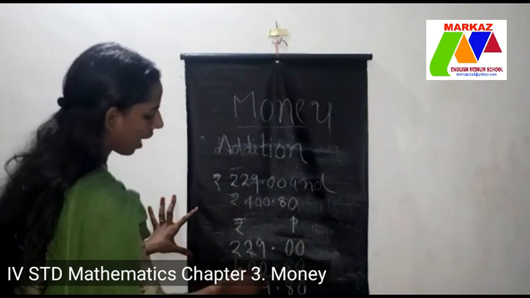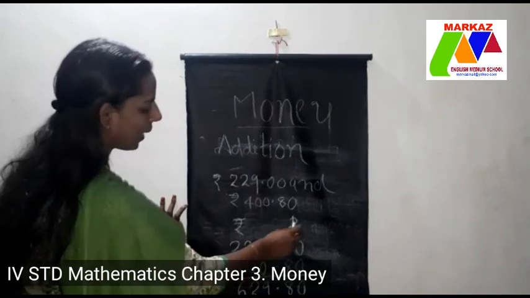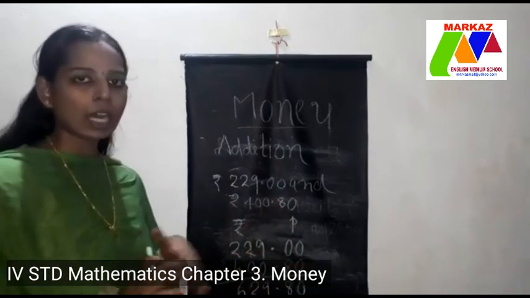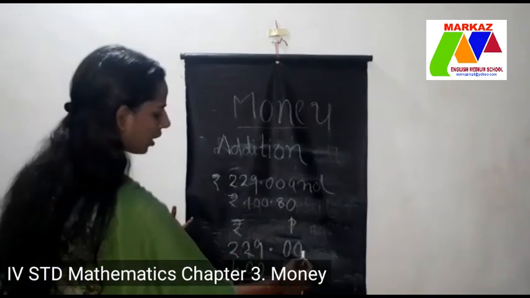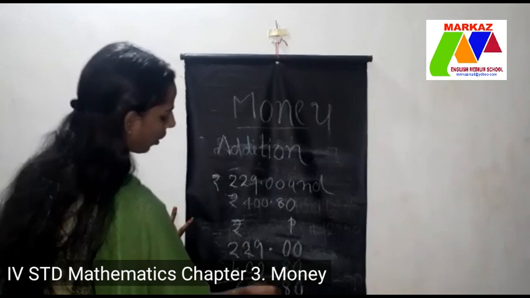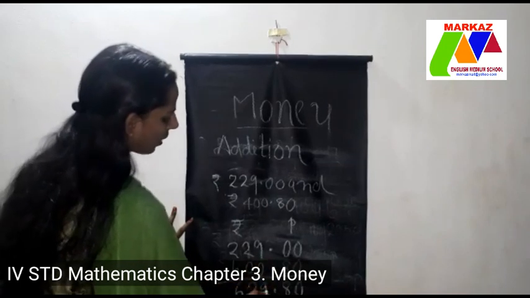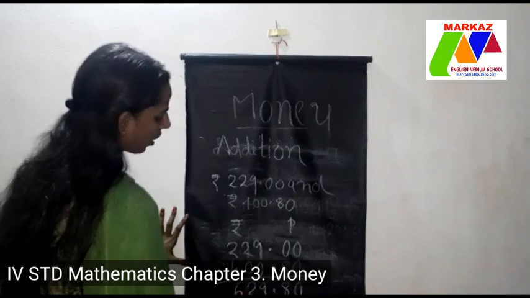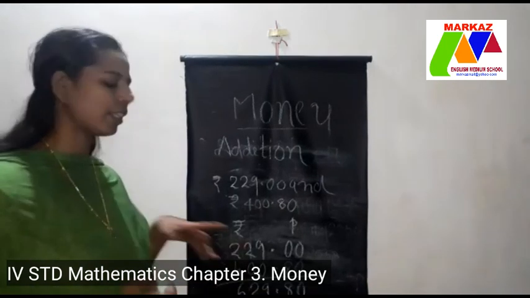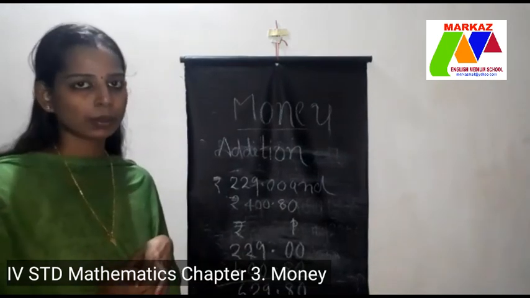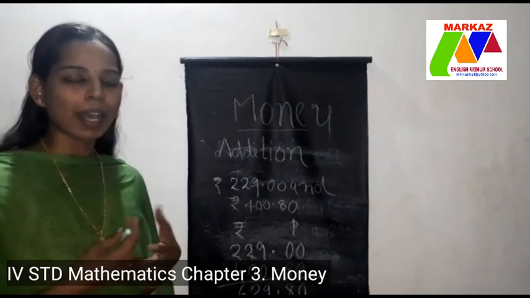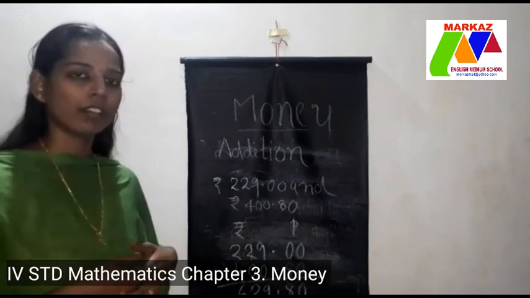So, we have to add these rupees. And in the paise column, we have to add the paise: 00 paise and 80 paise. Now, we are going to add this. So, here 0 plus 0, 0. 0 plus 8, 8. The decimal point, and 9 plus 0, 9. 2 plus 0, 2. 4 plus 2, 6. So, the answer is 629.80. Understood? It is very simple. We already studied this in our previous classes. It is the same as the addition of numbers, the addition of money.